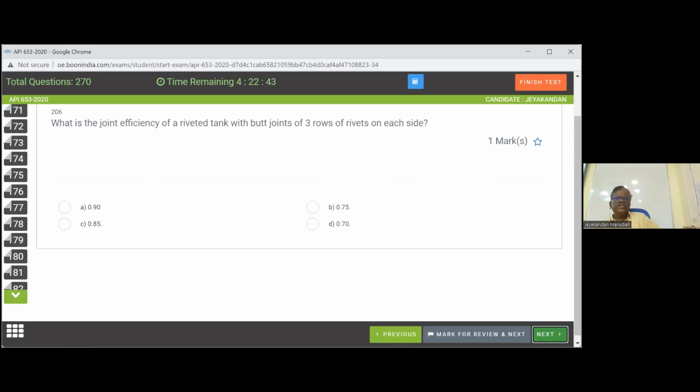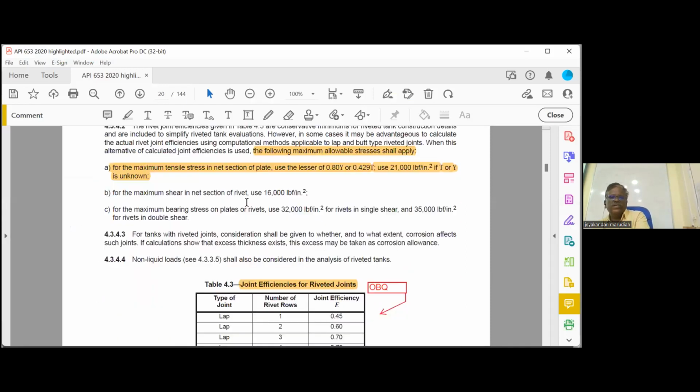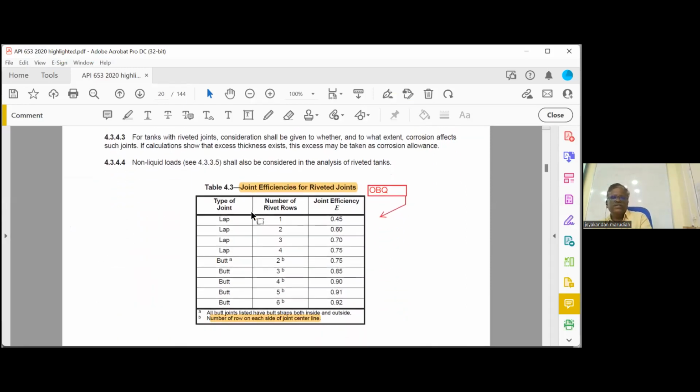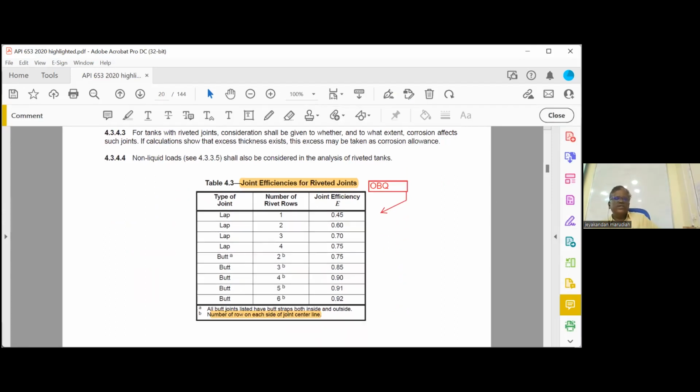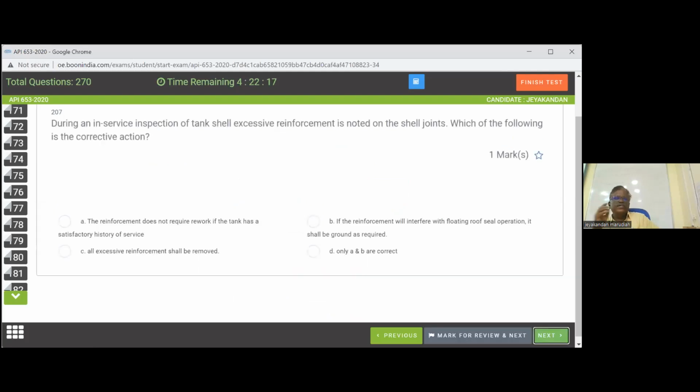Leave it. Okay, next. What is the joint efficiency of a riveted tank with butt joints of 3 rows of design? So butt joint, 3 rows. What is the joint efficiency for a riveted tank? So we have to see the butt joints. Yeah, 3 rows, 0.85. So the answer is 0.85. Okay, next.